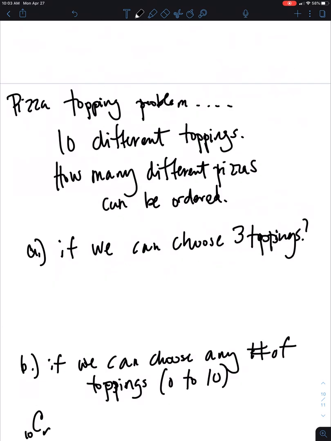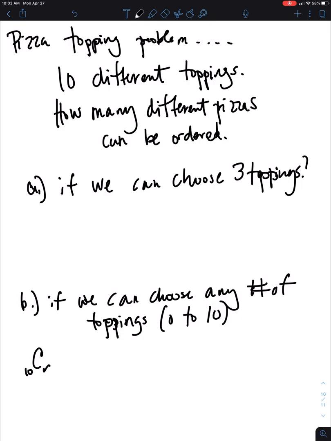All right, so the last example I want to talk about is not necessarily combination or permutation. It's the pizza topping problem, or the different ice creams. You've probably seen them before. So I'm going to show you how to do those. All right, so the pizza topping problem.